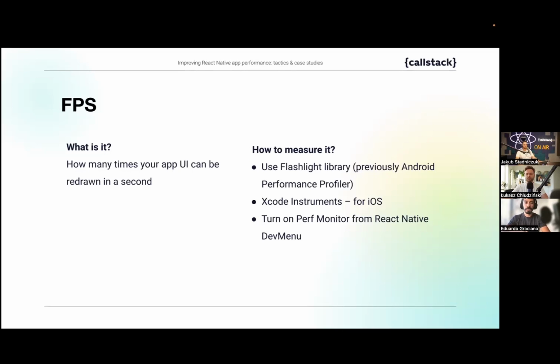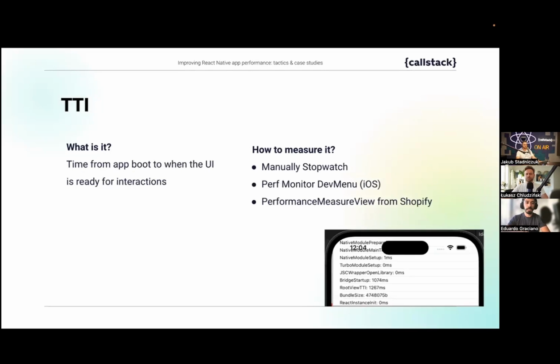Secondly, we have TTI, that is the time to interactive. It represents the time it takes for your app to become fully interactive after its launch. That includes the time from when the app boots up until the UI is ready for the user to start interacting with it. We can measure it using a stopwatch, probably not the best one, but also we can use the performance monitor in the dev tools.